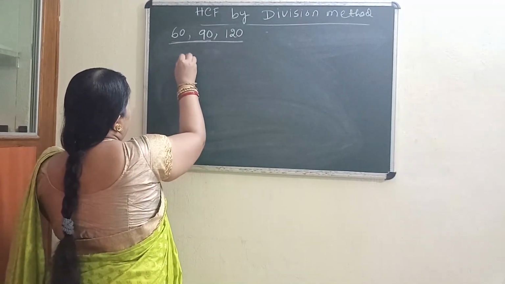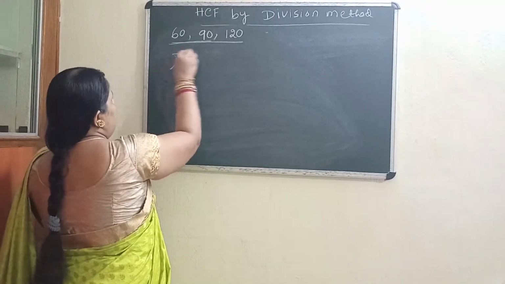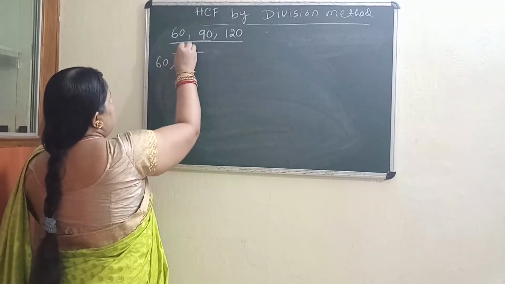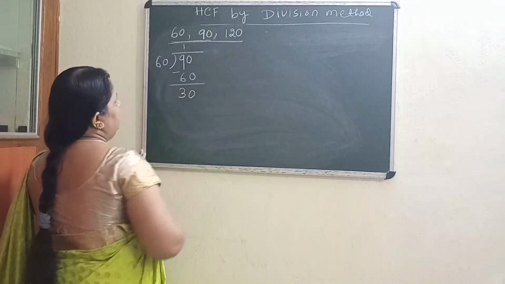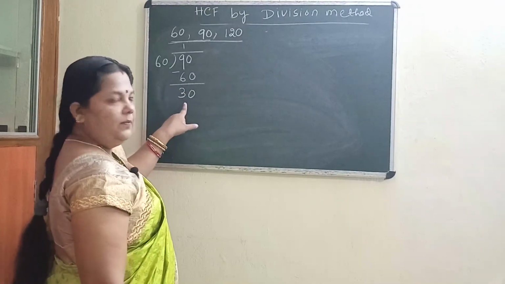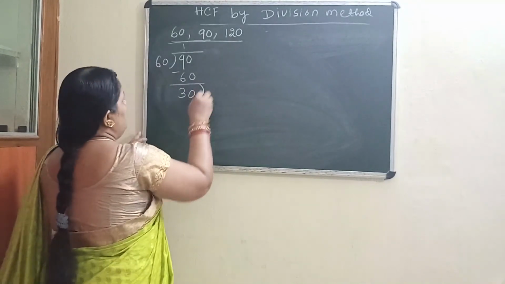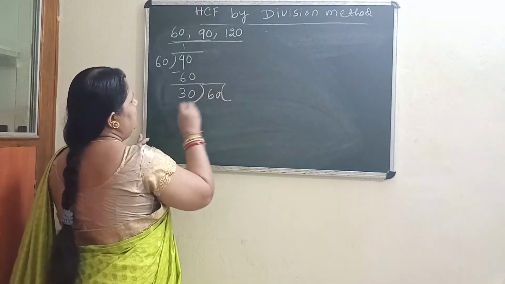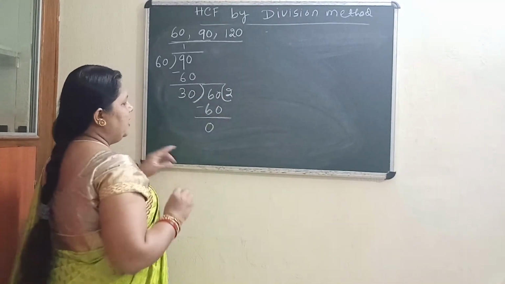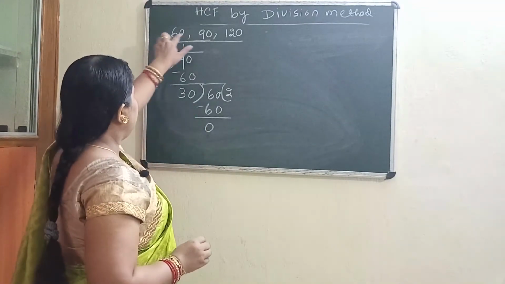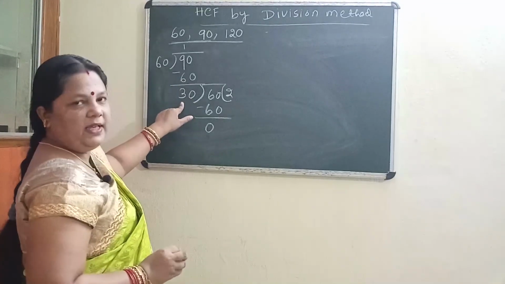So let's divide. In between these two, 90 is greater and 60 is smaller. So what will you do? Divide it. 60 ones are 60, minus it. How much? 30 is left. So what have I told? In this remainder, again you will divide by this divisor. So now 60, how much are you getting? 3 2s are 60. We got here remainder 0. Okay. So in these two numbers, we got here the HCF is 30 because this is the last divisor, 30.